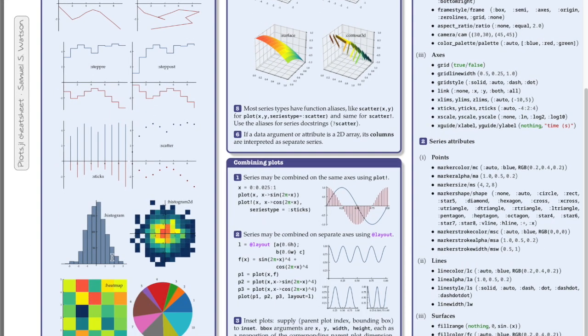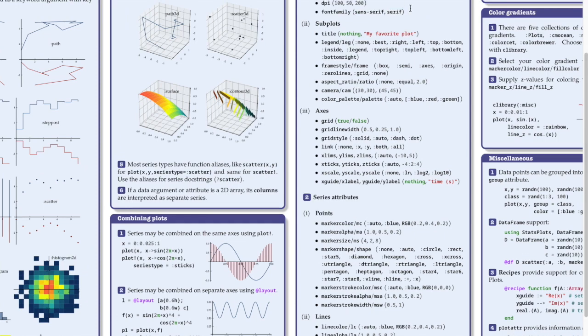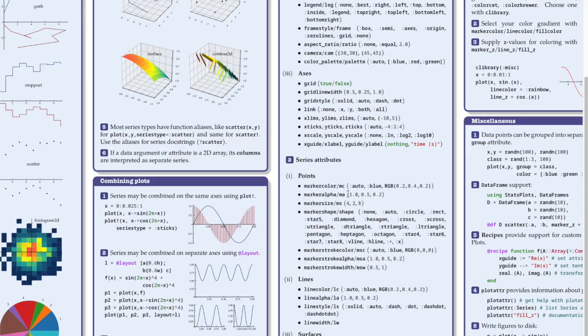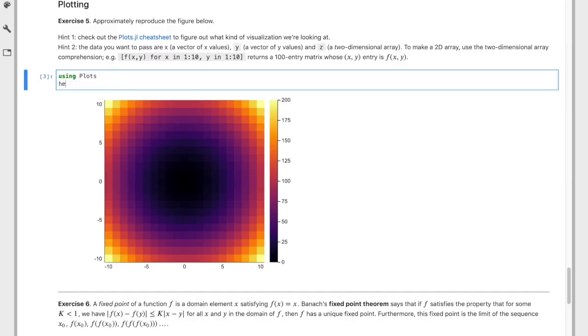And the way Plots.jl works is it takes the data as arguments and then plot attributes, which are enumerated over here, as keyword arguments. Let's try to get the data right first. So we're going to use heat map. So it's going to be, as it explains it here in the hint, x is going to be a vector of x values, y is going to be a vector of y values, and z is going to be a two-dimensional array storing the values that correspond to these colors.